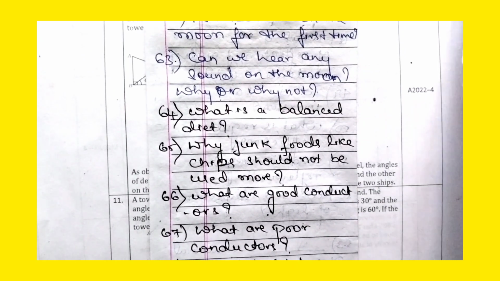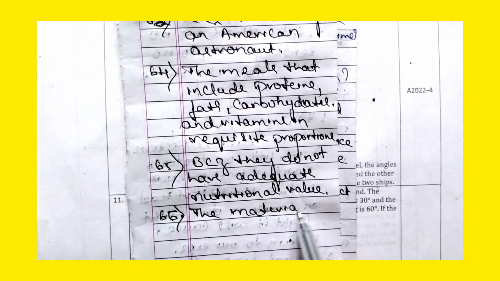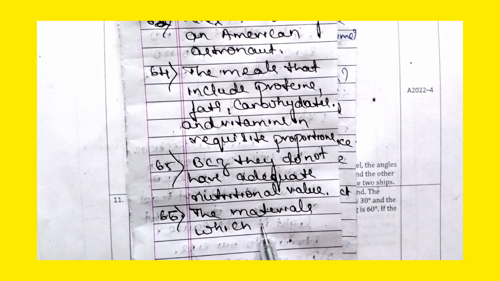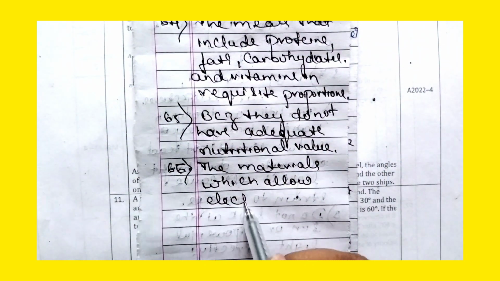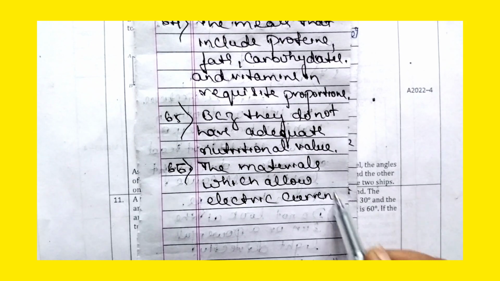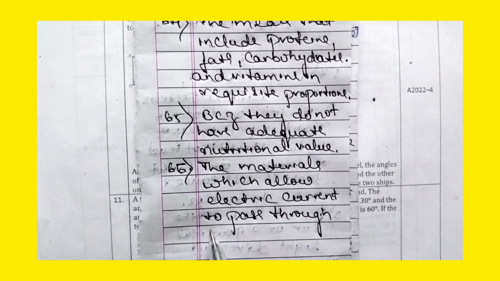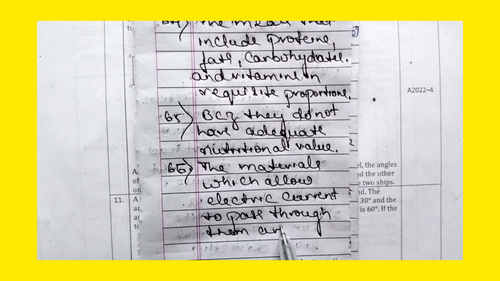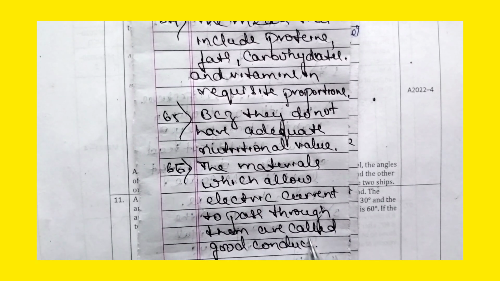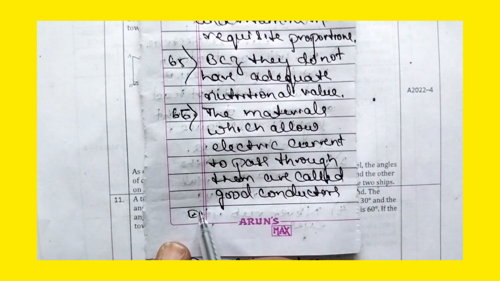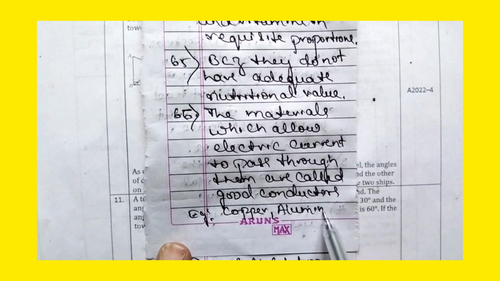Now let us move to 66th question. What are good conductors? The materials which allow electric current to pass through them are called good conductors. Example: copper, aluminium, etc.